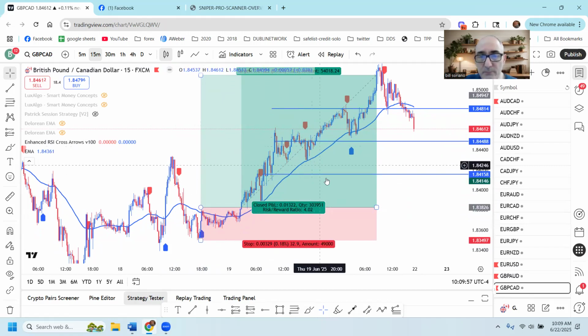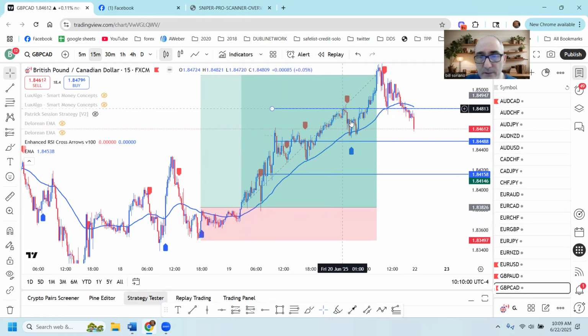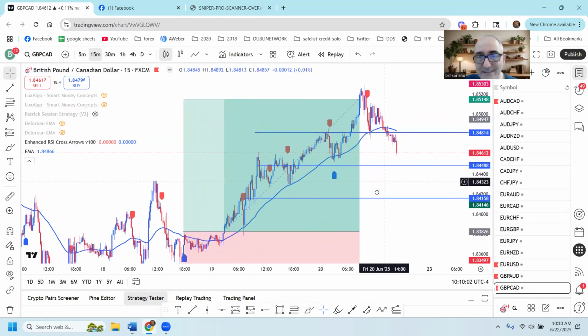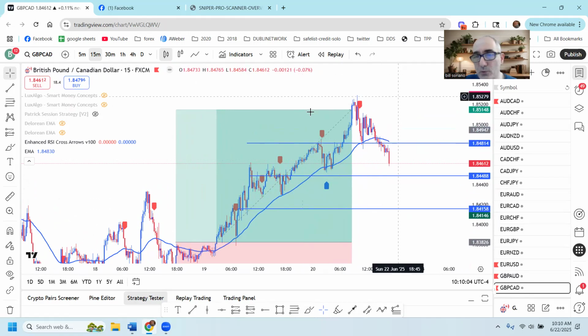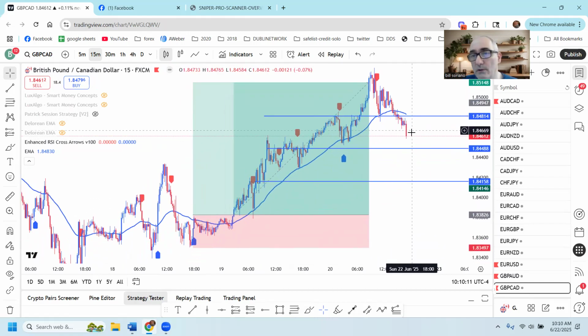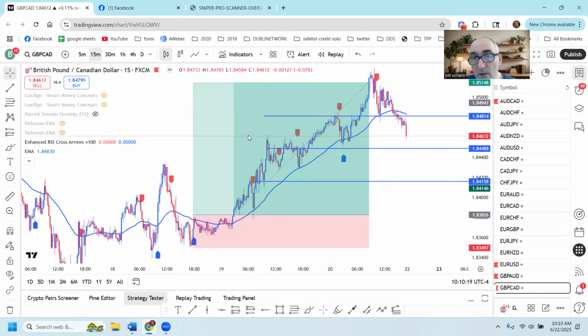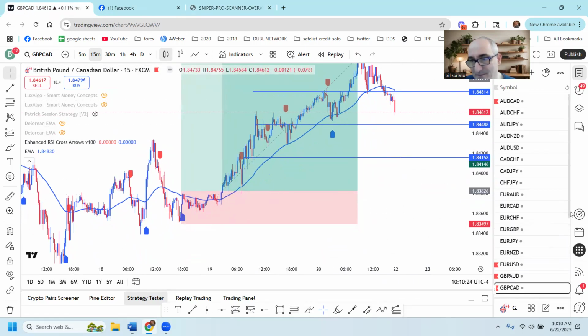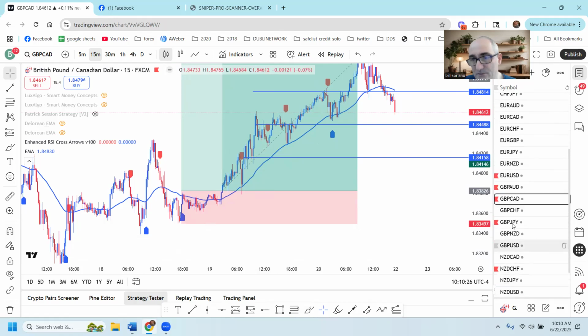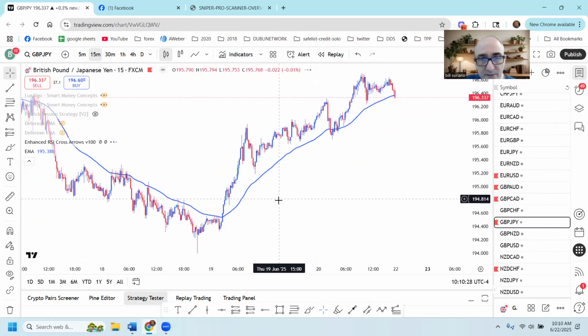Once we're at +2, we move it to +1. Once we're at +3, we move it to +2, it doesn't get hit, and we get out at +4 on this trade. So this trade goes completely to a +4, which is our initial goal. Right here it says go for an initial 1 to 4 risk to reward on all trades. So that one actually gets there. Let's look at a couple more that we have here.